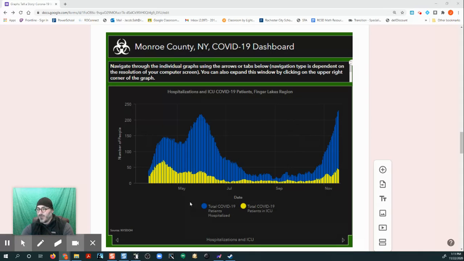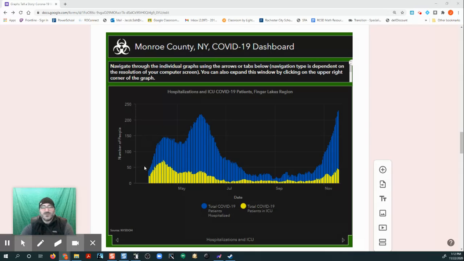All right, what do we have on our horizontal axis? Oh, we've got time. So there's a beginning, a middle, and an end. If I was looking at the important part, I would say this is my beginning, this is my middle, and this is the end of my story, right? I'm going to look at what the y-axis is here. It's number of people. Okay, so the blue represents total COVID-19 patients hospitalized, and yellow is patients in the ICU, right? Intensive care unit. So how do I want to read this?